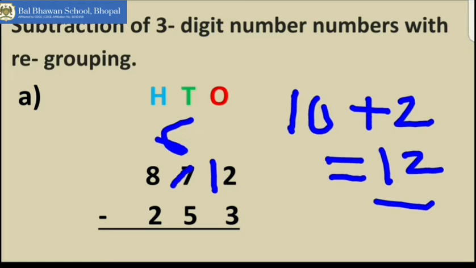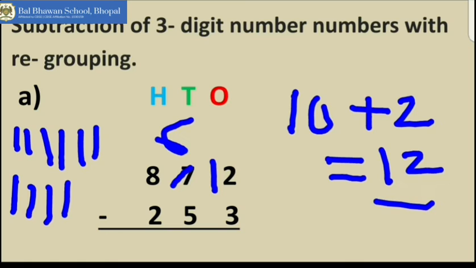So 12 minus 3. You can draw 12 lines: 1, 2, 3, 4, 5, 6, 7, 8, 9, 10, 11 and 12. Now cross out 3 lines: 1, 2, 3. And how many lines are left? 1, 2, 3, 4, 5, 6, 7, 8 and 9.